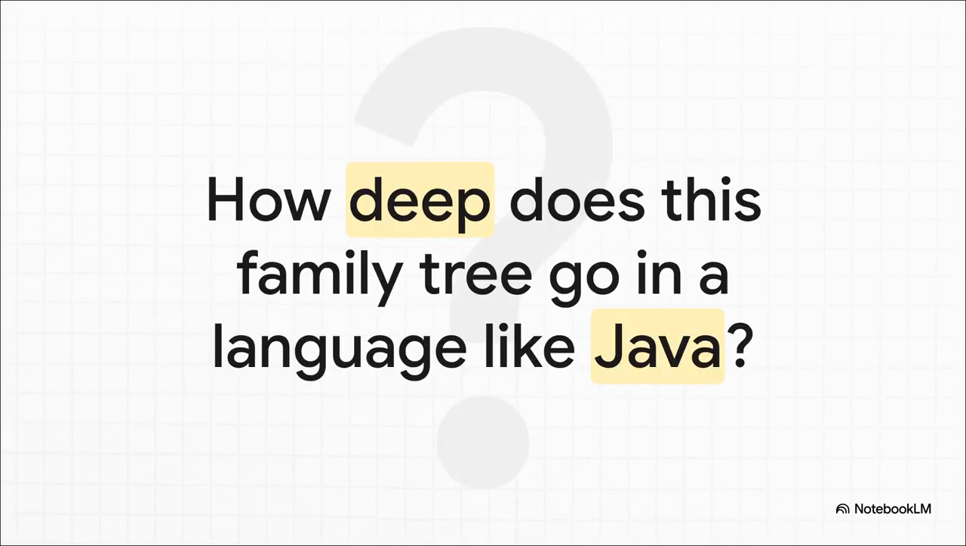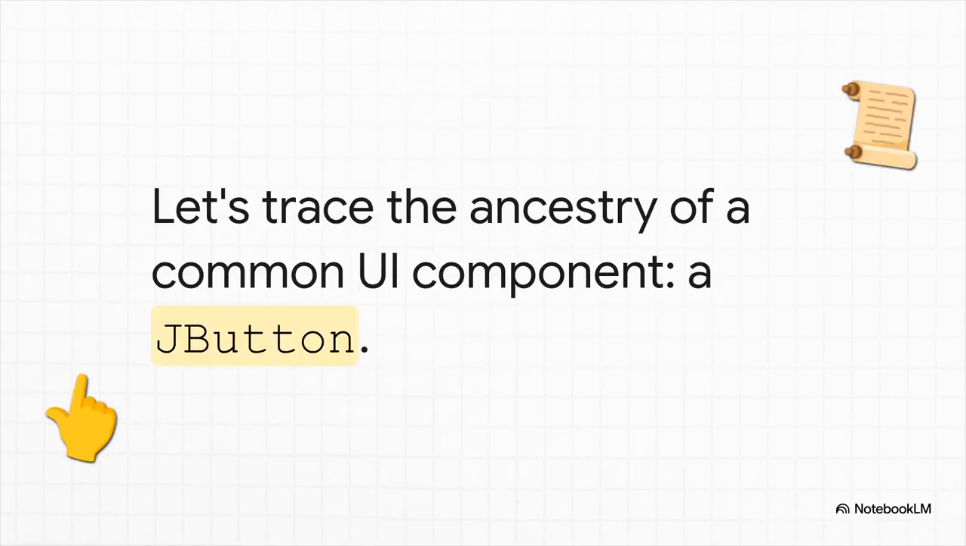Okay, so this is fantastic for the code we write ourselves, but how fundamental is this whole idea? Just how deep does this family tree go in a language like Java? Well, the answer might actually surprise you. Let's take something you see every day, a button in an application. You know, you click it. In Java, this is often a JButton. Seems pretty simple, right? Well, that humble little button has a surprisingly long and impressive family history.